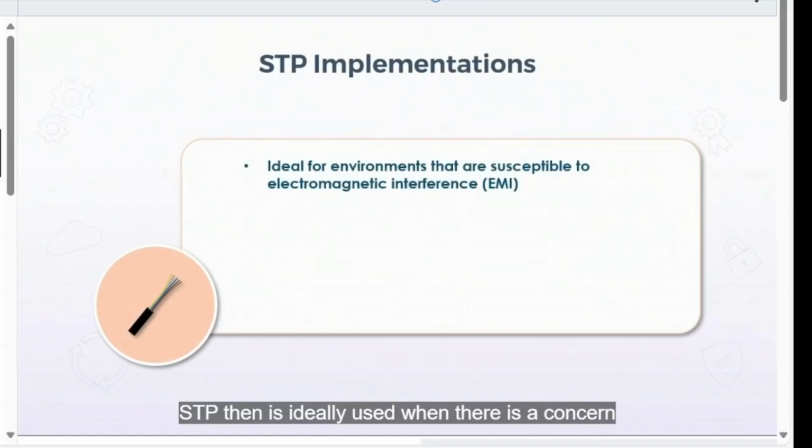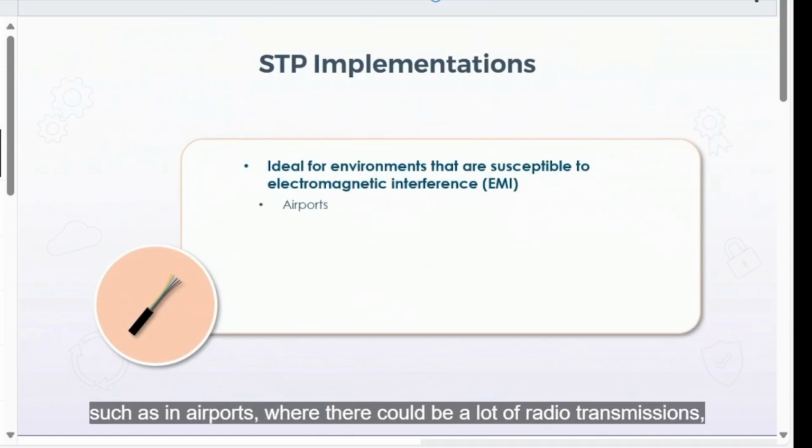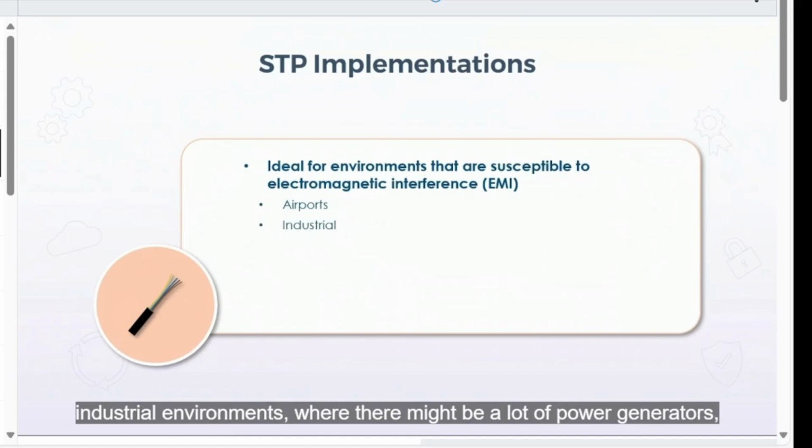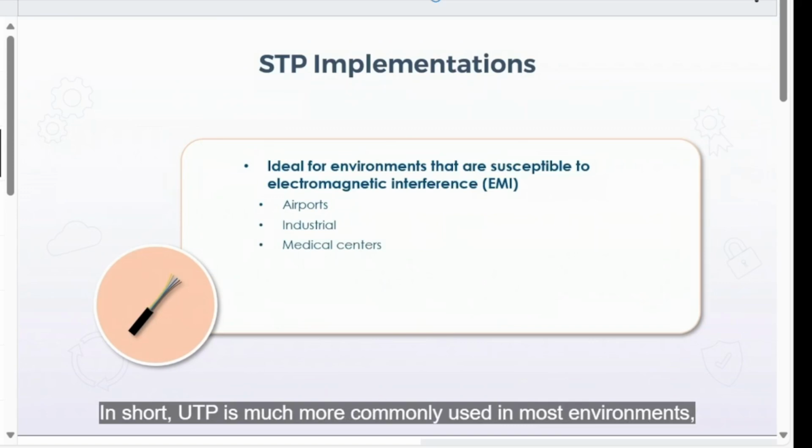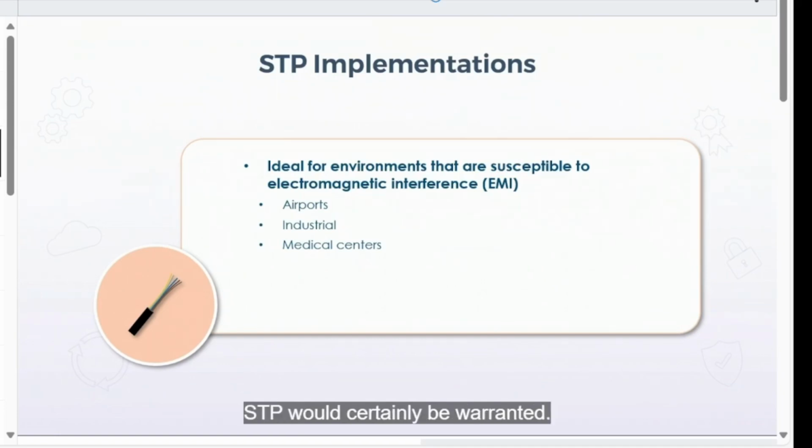STP then is ideally used when there is a concern for high levels of electromagnetic interference, or EMI, such as in airports, where there could be a lot of radio transmissions, industrial environments where there might be a lot of power generators, or medical centers where there might be X-rays or magnetic resonance imagers, or MRI machines. In short, UTP is much more commonly used in most environments, but in situations such as what we've just listed here, STP would certainly be warranted.